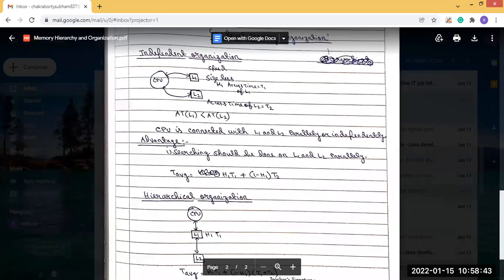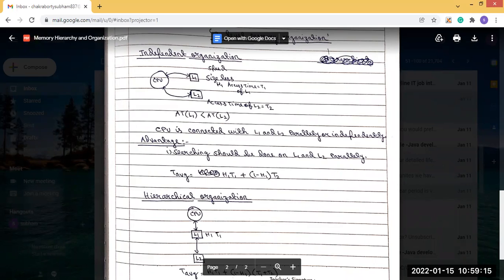In the last class, we started discussing the two-level organizations in memory. In this two-level organization, there are two types. One is the independent organization, which we have already discussed. Now we will see the hierarchical organization in the two-level memory organization.